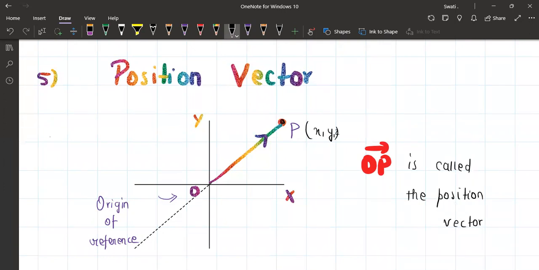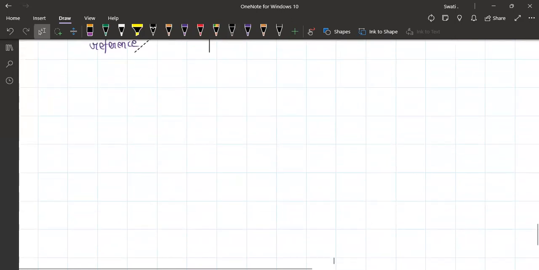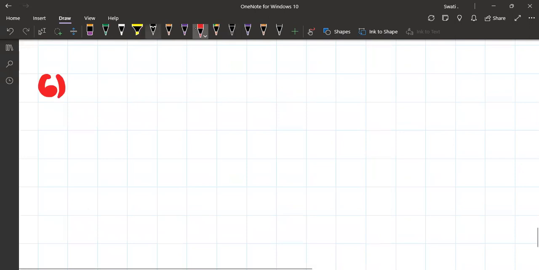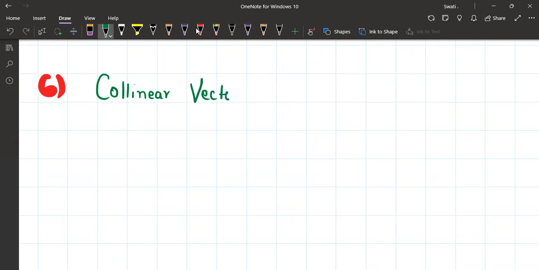Now let us move to the last type of the vector, and that is called, any guesses? If you're watching my video, you can think or you can guess what I'm going to write down. The last is called collinear vector. Do not get confused, this collinear vector with the coinitial. That was coinitial, where we defined coinitial vectors as two or more than two vectors that are said to be coinitial vectors if their starting points are same. But this one is called collinear vector.